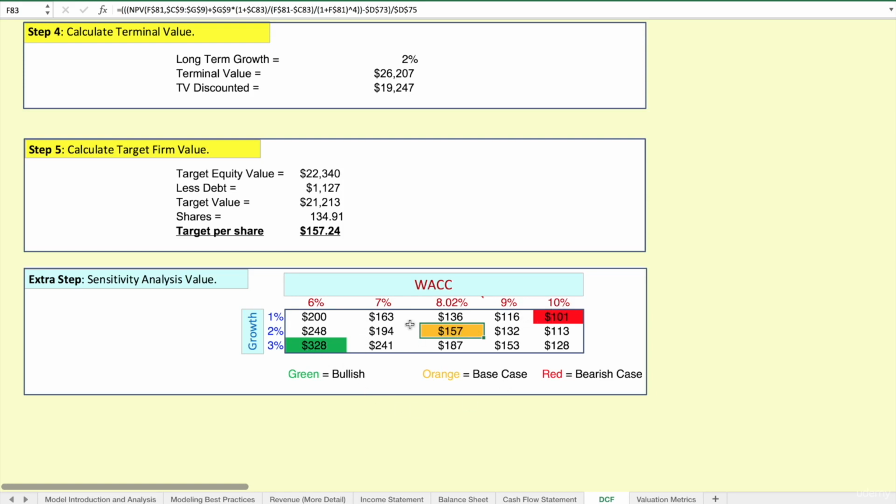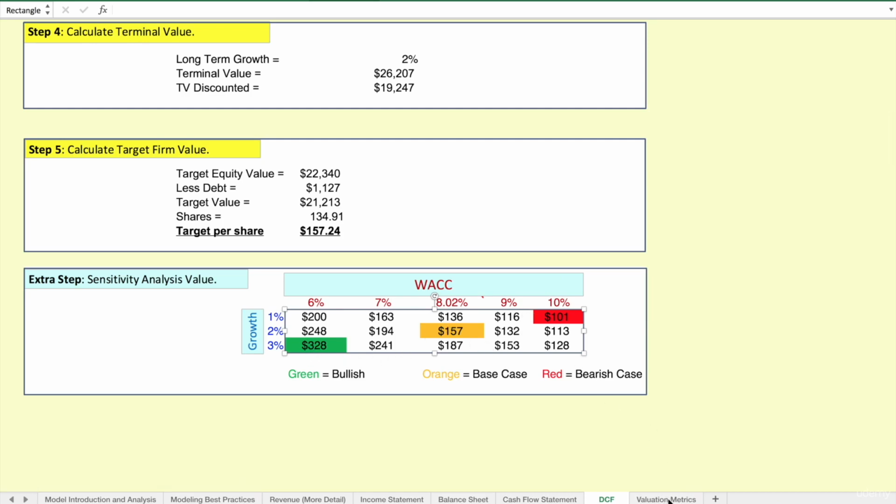Okay, so if you're bullish on the economy or this company, LinkedIn, then longer term, you take a 3% long-term growth rate and a lower cost of capital, which means that your price target would be $328. And if you're bearish, then LinkedIn is only going to be worth $101 at a long-term growth rate of 1% and a weighted average cost of capital, which is higher, of 10%. Okay, good. So these 3 numbers are our bullish, base, and bearish case.